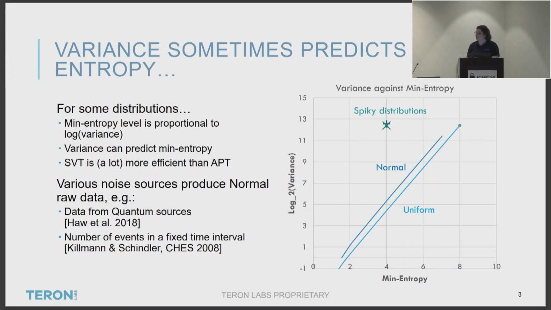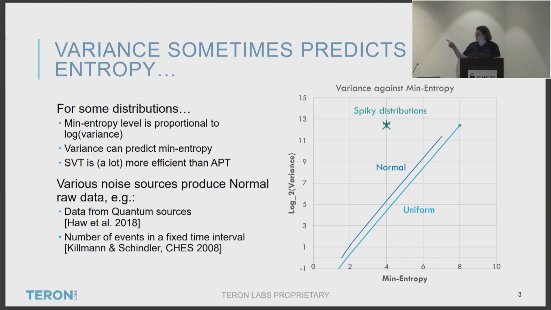So why would you want to do health testing with sample variance? Sometimes, for some distributions, the min entropy level is proportional to the log of the sample variance. So in this case, if you work out the sample variance, you can then use that to predict the min entropy of your data. And you can see on the graph there, I have the straight line for the normally distributed raw data and also uniformly distributed raw data. And so in these cases, this test would work quite well.